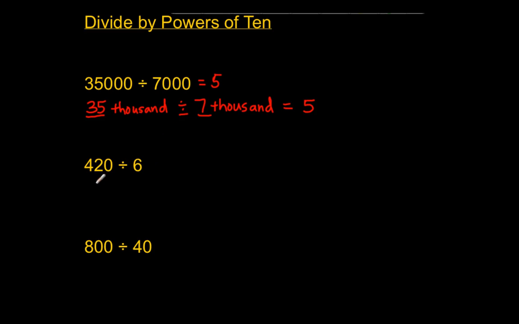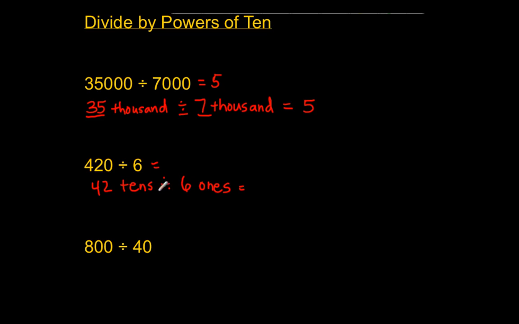Let's move on to the next problem. 420 divided by 6. You can look at this problem as also 42 what? 42 tens. It's ending on a 0, so we have 42 tens. So this is 42 tens divided by 6 what? 6 ones.